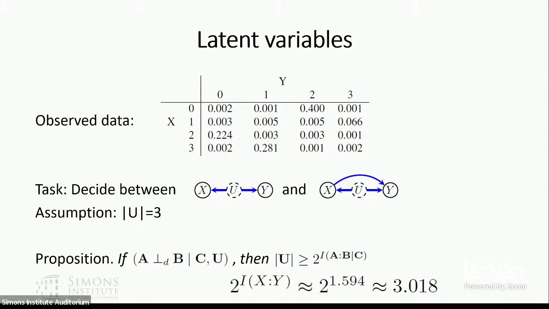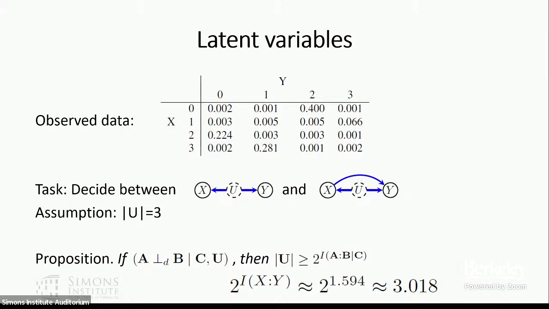So you can see that on this side, we only have the observed variables, and on this side, we have U, the unobserved variable, but it's only the cardinality of U that appears in the inequality. Okay, so for this specific example, here we have 3. Again, the conditioning set here is just an empty set. So we can compute this expression, and we will get something that's slightly larger than 3.